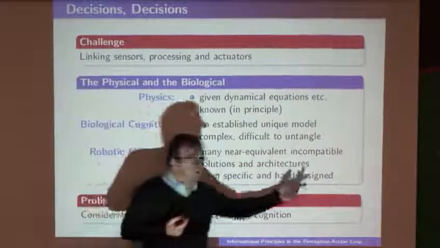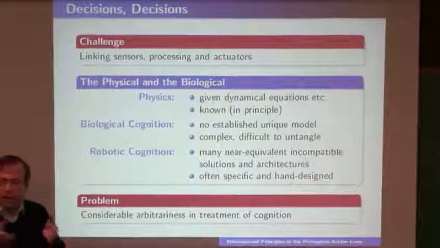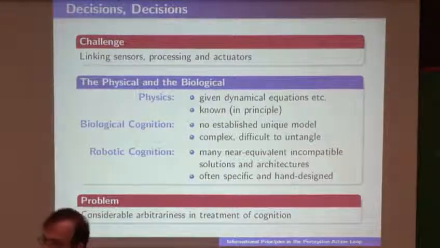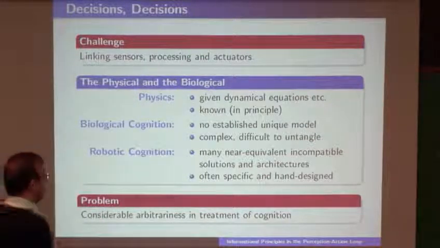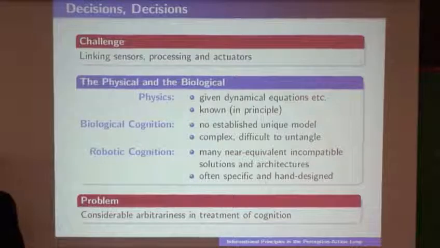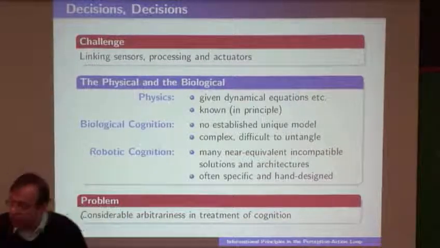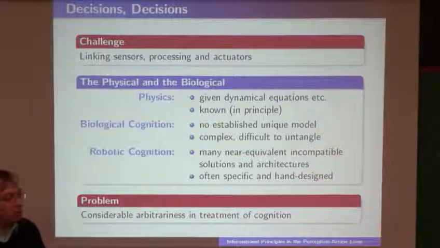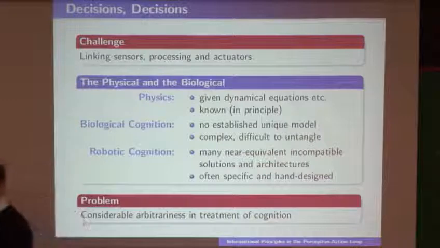In robots, they're specific and hand-designed to solve every problem per se. You have a smart programmer. It's not artificial intelligence. It's intelligent design. That's what you do in robots today. And this arbitrariness in treatment of cognition is something that disturbs me, and I try to make clear that the point is not to build better learning algorithms. You can always get some very smart person getting the learning algorithm better.